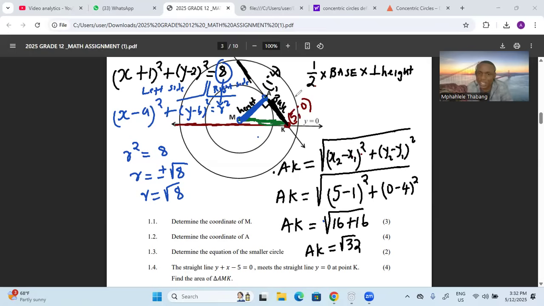Now I can find the area of triangle AMK. It's a half times the base. What is my base? I said it is the distance from A to K, which I found to be the square root of 32. What is my perpendicular height? I said it's the distance from M to A, which is the radius of the small circle, and I noticed that is the square root of 8. So the area of triangle AMK is a half times square root of 32 times square root of 8. Please press it on your calculator. You will find the area of triangle AMK.